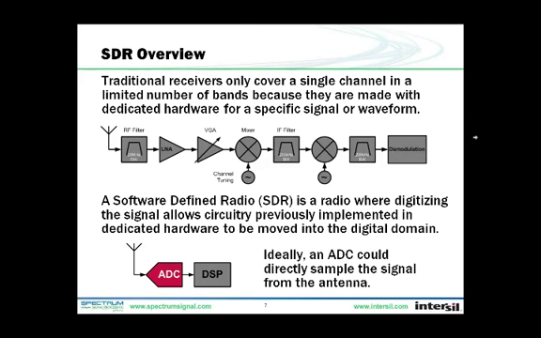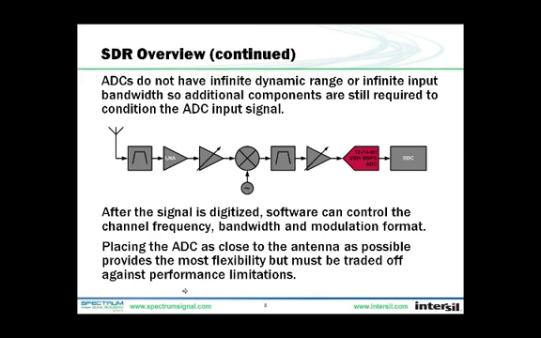So ideally, an ADC could directly sample the signal right from the antenna, as I've shown here at the bottom left. Realistically, ADCs don't have infinite dynamic range and infinite input bandwidth. So you need additional components still, like amplifiers and mixers and filters, in order to make this work with an ADC. It's got to condition the signal first.